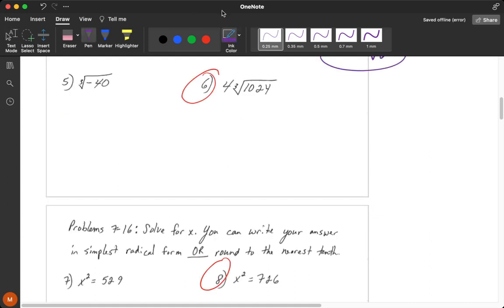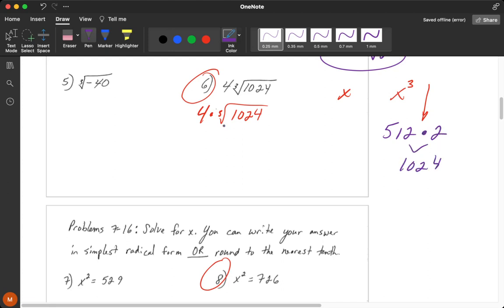All right, so for number 6, this is saying 4 times the cubed root of 1024. So now in your cheat sheet, you will look at the x cubes and see which one of these perfect cubes go into it. And 512 does. 512 goes into it 2 times. So we can rewrite this 1024 as 512 times 2. So it's 4 times the cubed root of 512 times 2.